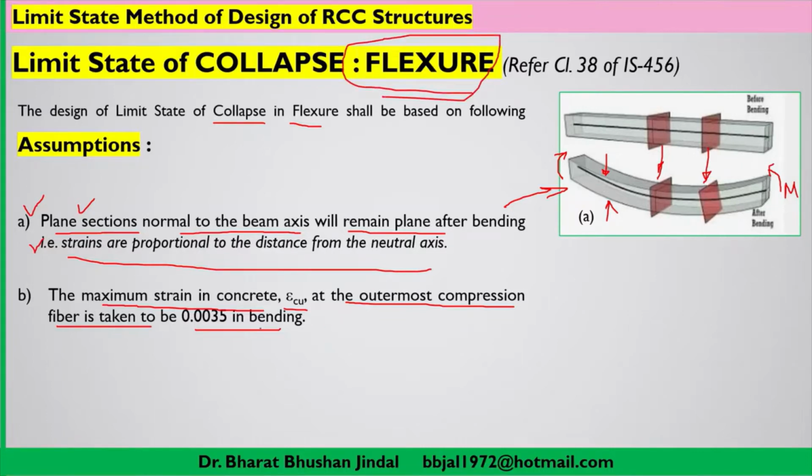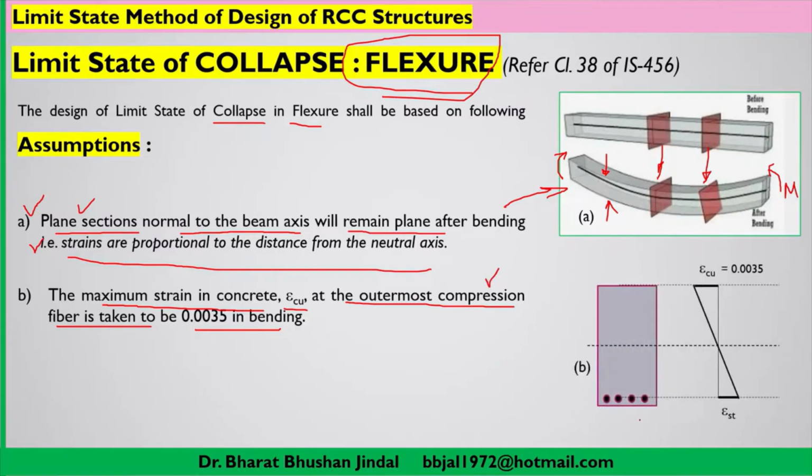So in that bending, it is our assumption that the maximum strain in concrete which is allowed in bending is 0.0035. No doubt the maximum strain will be at the topmost or bottommost fiber; at the topmost fiber there will be compression and at the bottommost fiber there will be tension. So we are taking into consideration compression behavior.